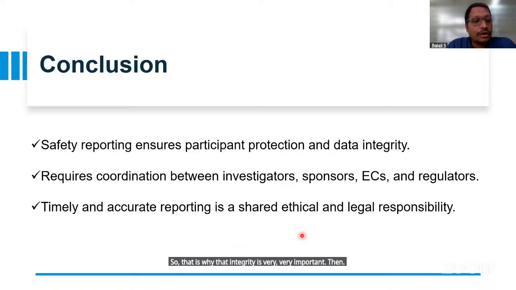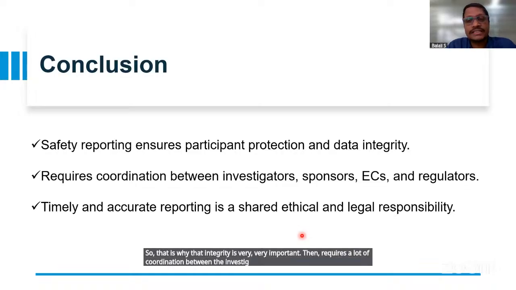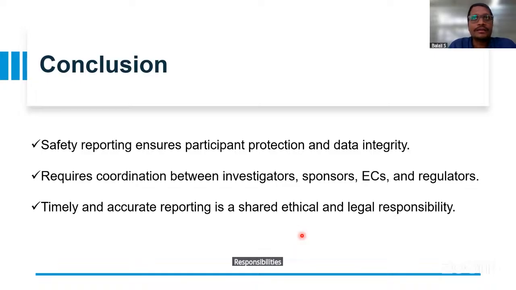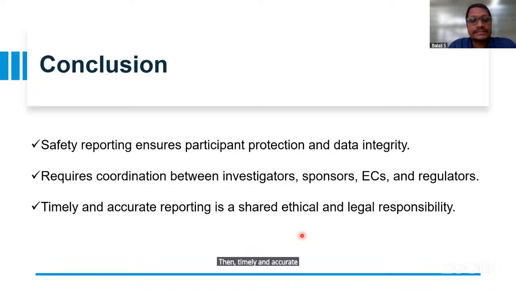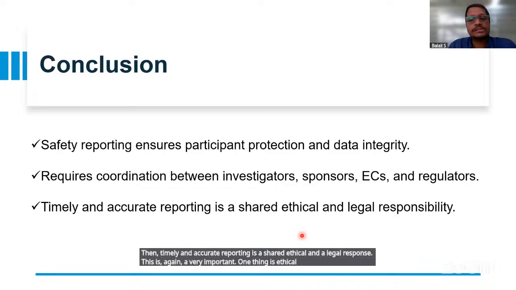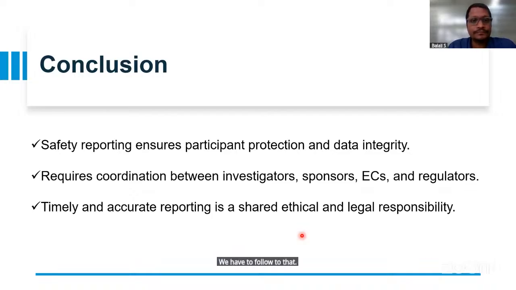Then it requires a lot of coordination between the investigator, sponsor, ethics committees, and regulators. So this is very, very important. This is not just one individual's responsibility. It is always a team responsibility or a stakeholders' responsibility. Everyone will have their own responsibilities, and that has to be taken up with all due respect to the patient's integrity. Then timely and accurate reporting is a shared ethical and legal responsibility. This is again very important. It is an ethical responsibility and also a legal responsibility as per the ICH GCP, which has been enforced as a law in clinical trials. We have to follow that.